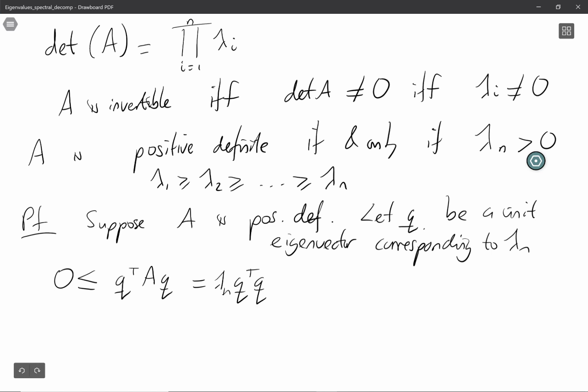Well, because Q is a unit eigenvector, Q transpose Q is 1, so this is just lambda n. So sorry, we're proving A is positive definite here. So sorry, it's positive definite if Q transpose AQ is bigger than 0. Okay, so I get strictly bigger than 0 here. So lambda n must therefore be bigger than 0.